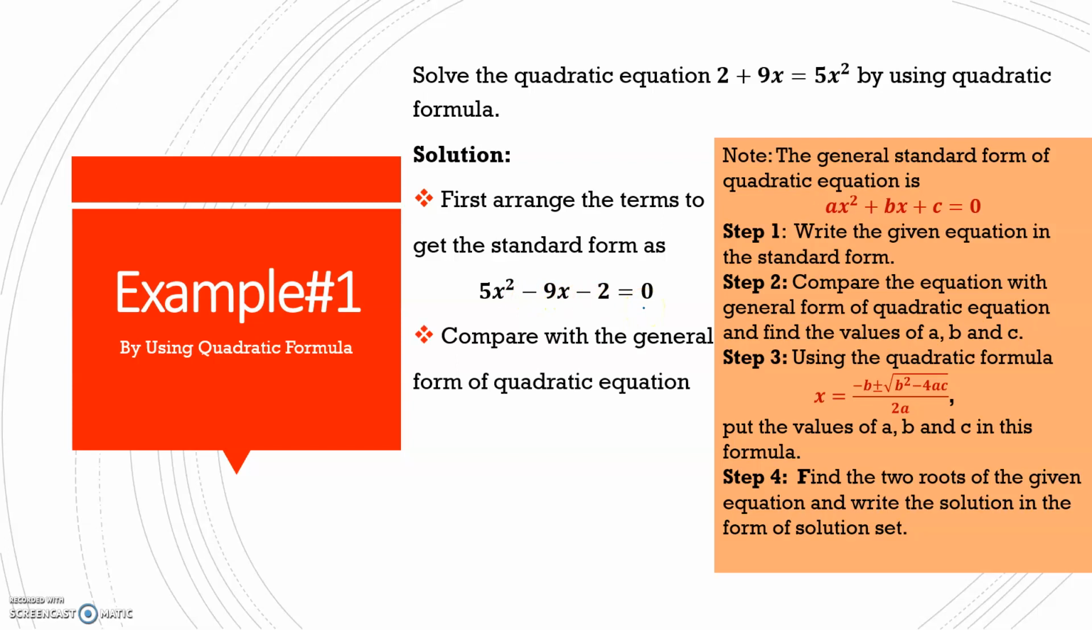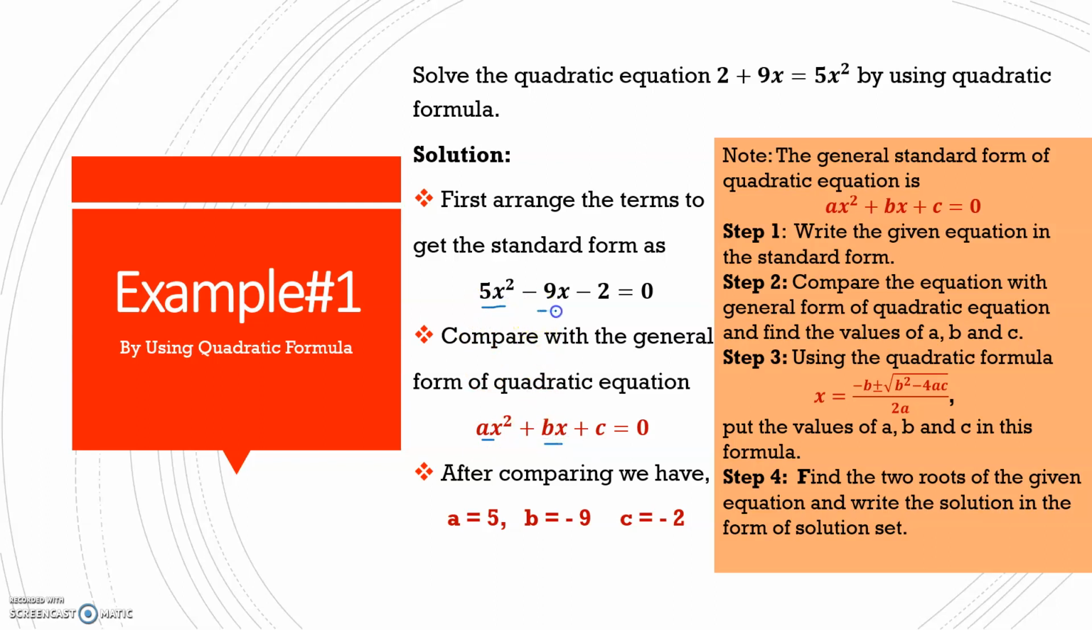In next step, we will compare this equation with the general form of quadratic equation, that is ax square plus bx plus c is equal to 0. Now after comparison, we will have a is equal to 5, b is equal to minus 9 and c is equal to minus 2. Here you can notice that a is equal to 5, b is equal to minus 9 and c is equal to minus 2.